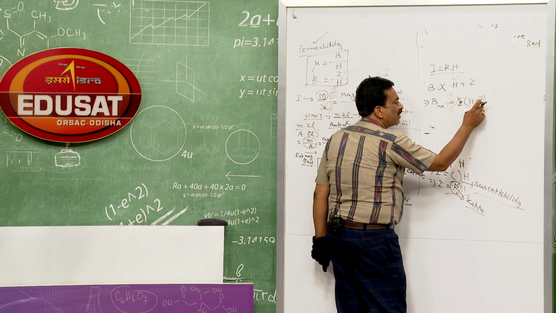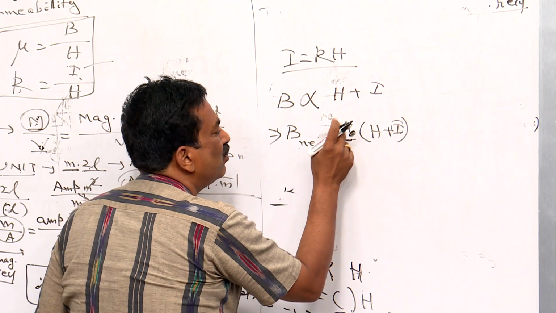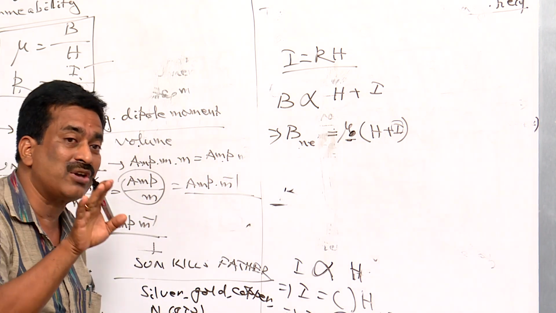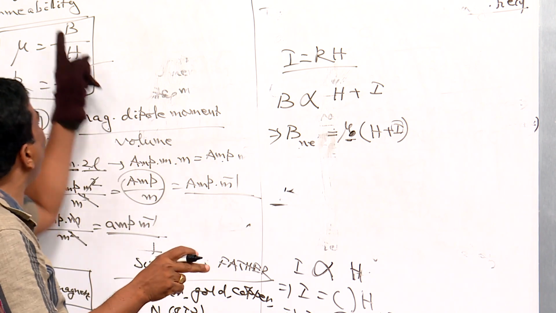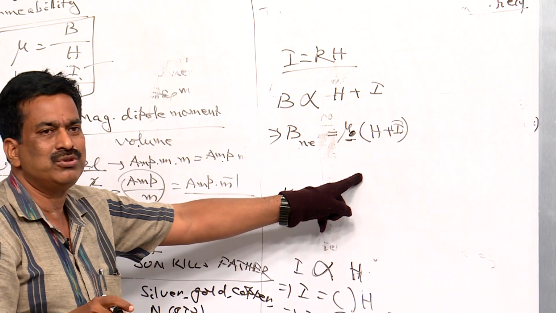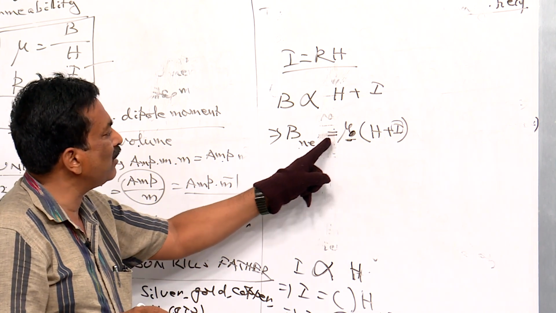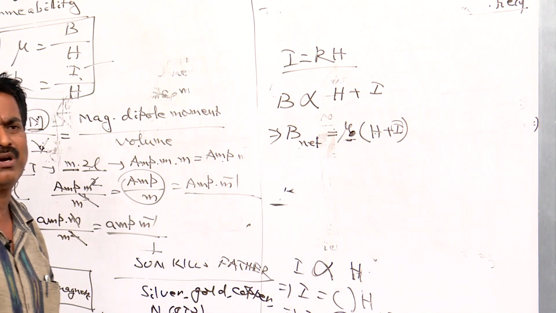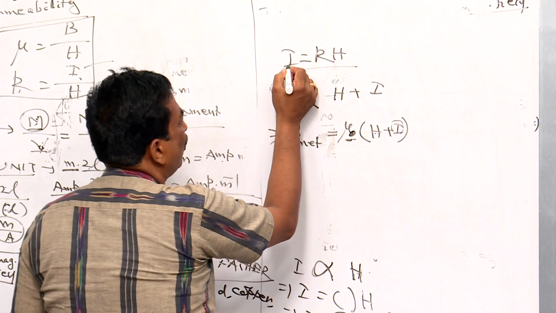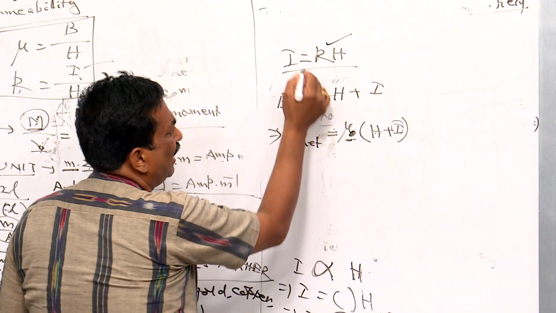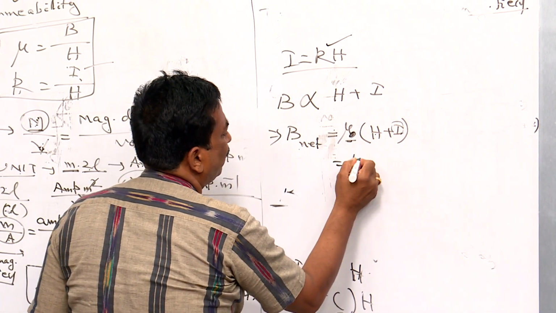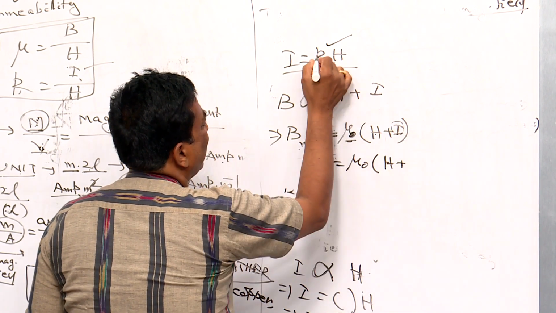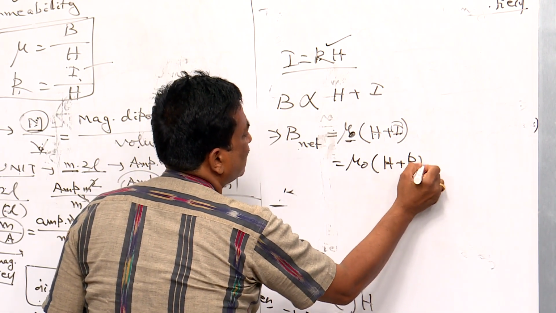If I is 0, then B is equal to a constant times H. We have taken that as air, and for air the permeability is mu 0. Therefore, B net will be mu 0 into H plus I. But as I know I is equal to kappa H, let us now substitute that one. So B net is mu 0 into H plus kappa H.